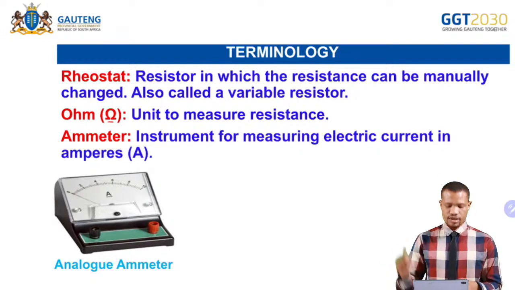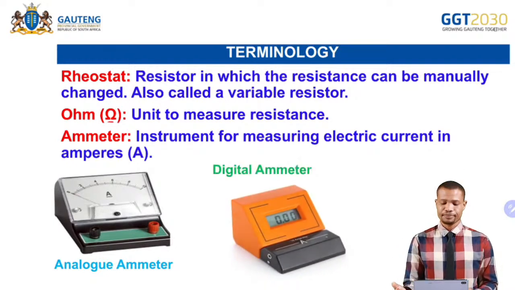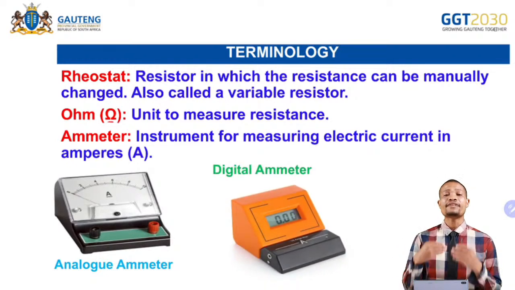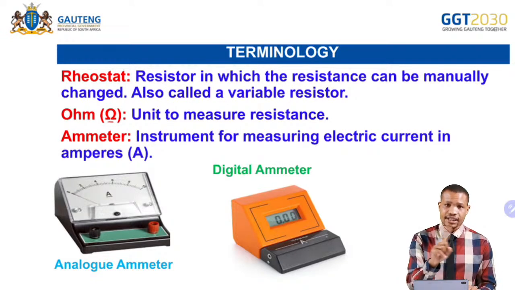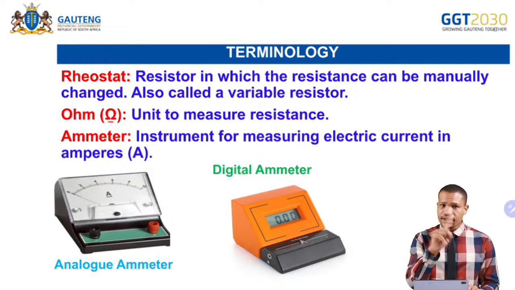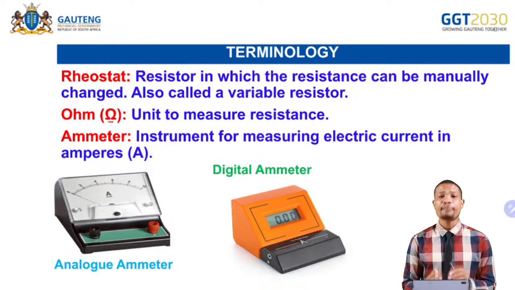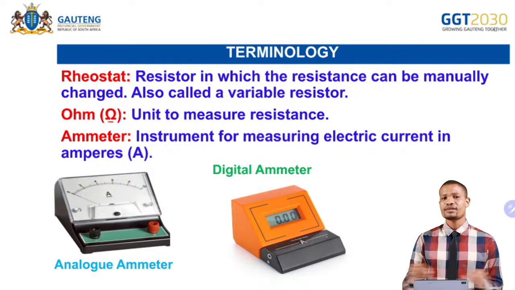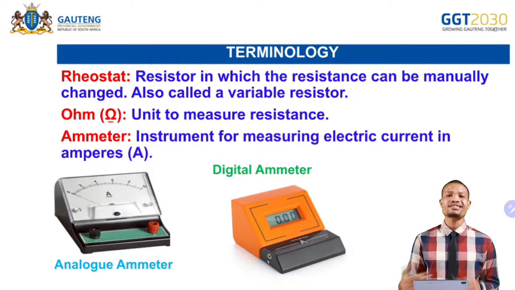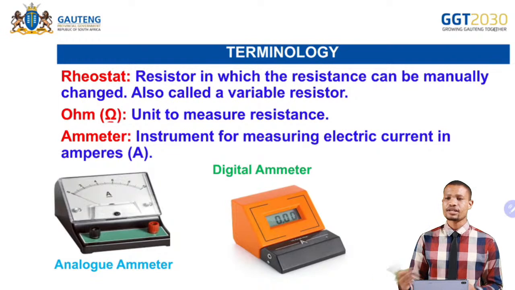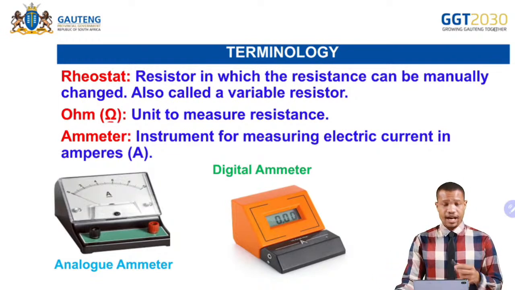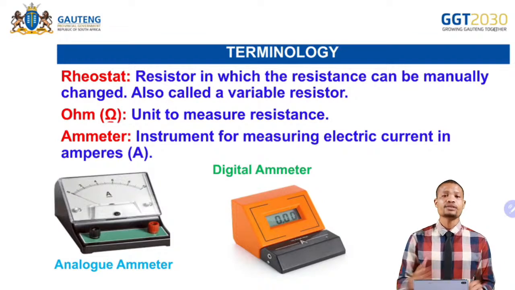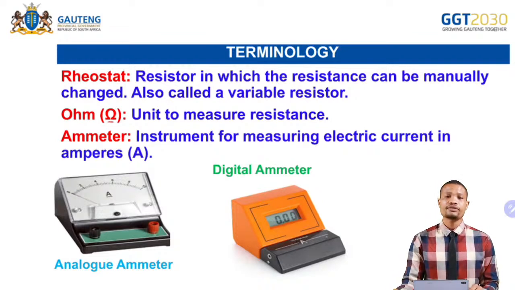So we prefer to use the digital ammeter. Why? Because this one gives you a value. You don't have to try and read between the lines where the value is. You just see a number and then you take that number as is. That is your current rating for that particular section of your circuit. So in most cases, we prefer using the digital ammeter because its accuracy is very good compared to the analog ammeter. But it does do the work. You just need to be careful not to make mistakes when you're reading the current.